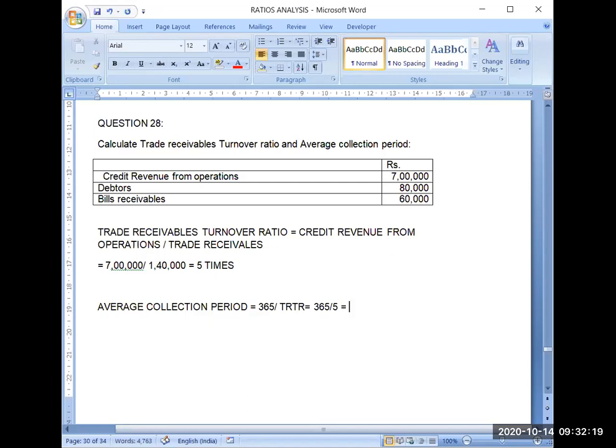So it will come 73 days. It means you are collecting your money from debtors in about 73 days. Now you can compare with your competitor or with your past performance. If in the past you were collecting in 90 days and now you are collecting in 73 days, that means you are becoming more efficient. If your competitor is collecting in 50 days and you are collecting in 73 days, that means your credit policy needs improvement. So a lot of things you will be able to judge with the help of these comparisons.